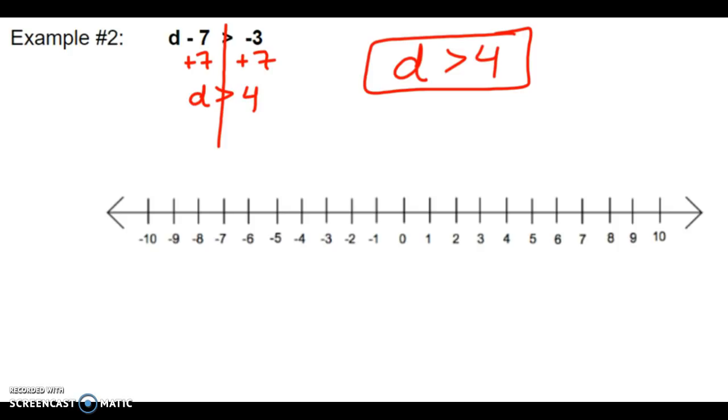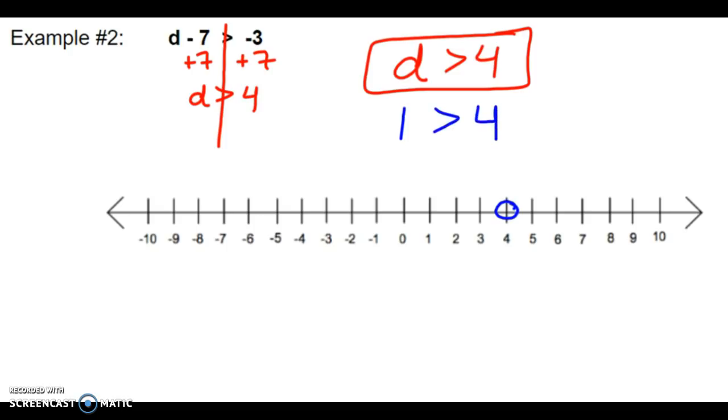If you look up on your table, you'll notice that the greater than symbol has an open circle. So for greater than, I'm going to put an open circle at 4. The tricky part is now picking a number to plug in for d. I'm not going to pick 4 for this example because my answer I got was 4. So I'm just going to pick my second favorite number. Let's pick 1.